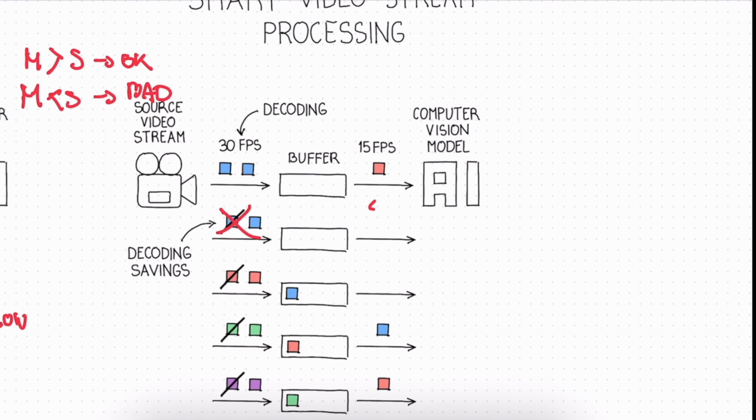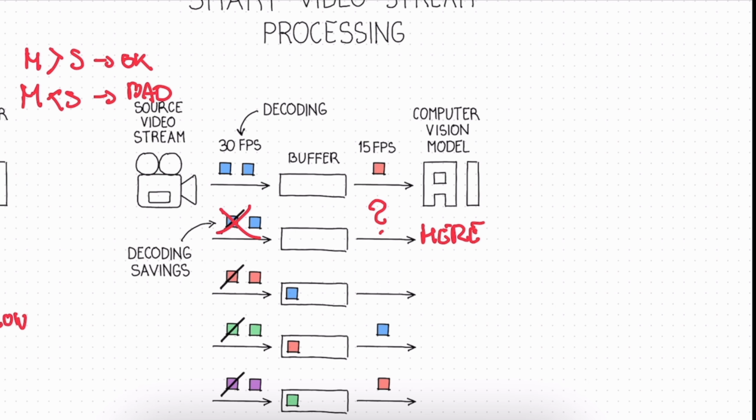Some of you probably have a question. Why can't we just drop the excess frames on the model side? Simply pull frames from the buffer until it's completely empty. We could do this, and it would probably be a lot easier to implement. However, it's not the optimal solution.